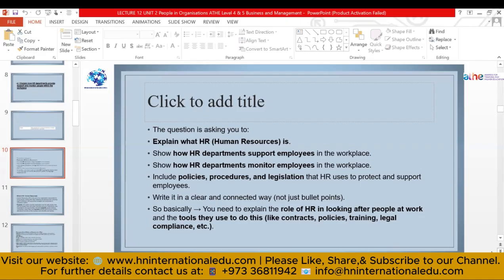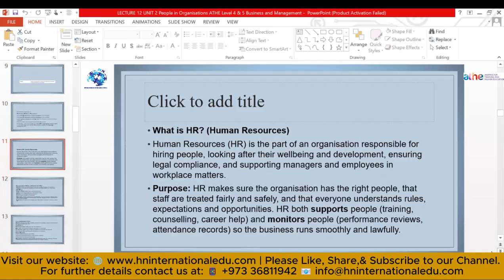and make your work presentable. So basically, you need to explain the role of HR, looking after the people at work and the tools they use to do this, like the contracts, policies, training, legal compliance, and so many other points as well. So, what is HR specifically?